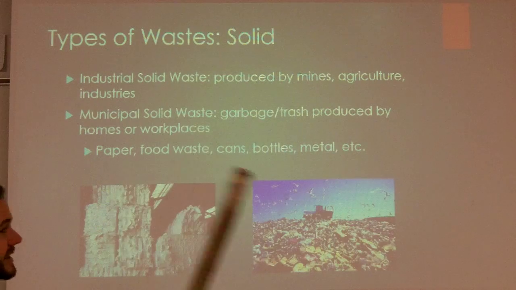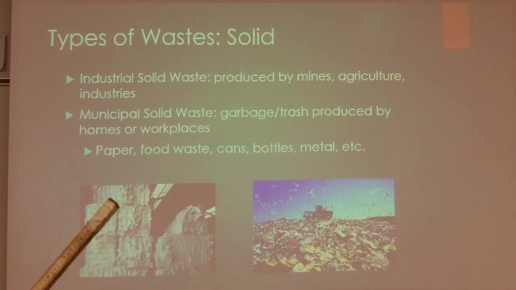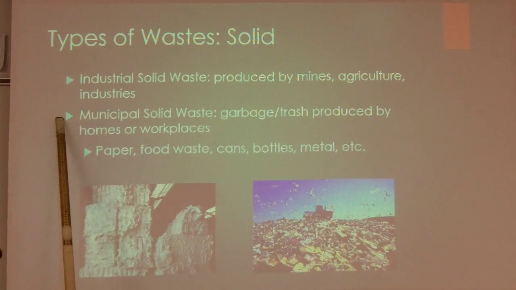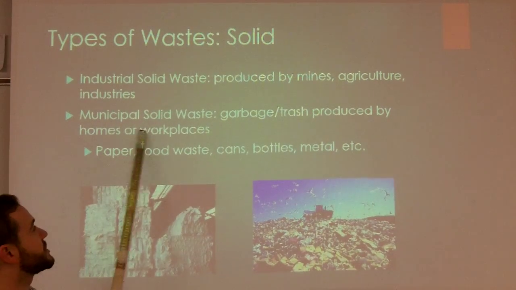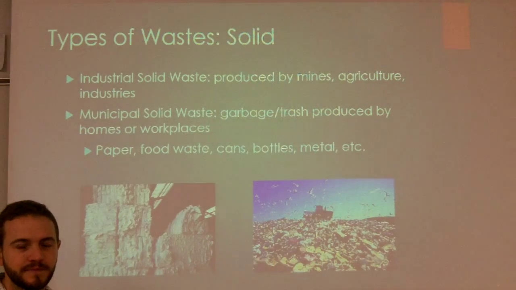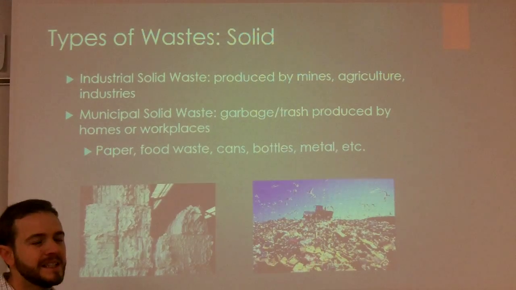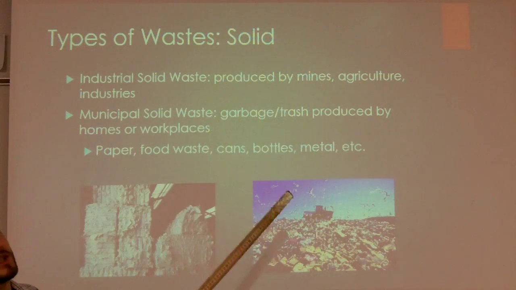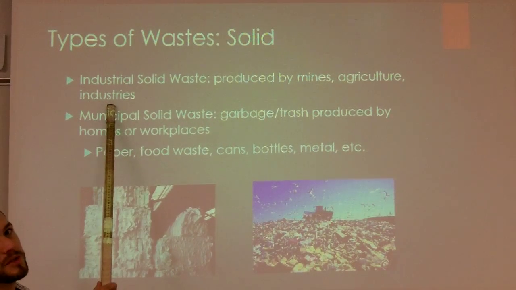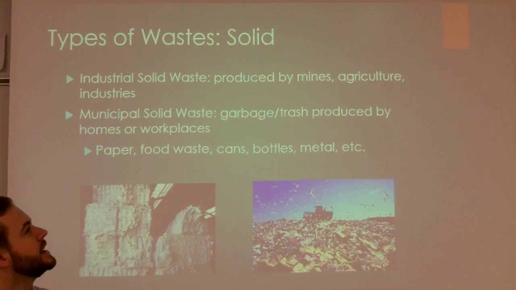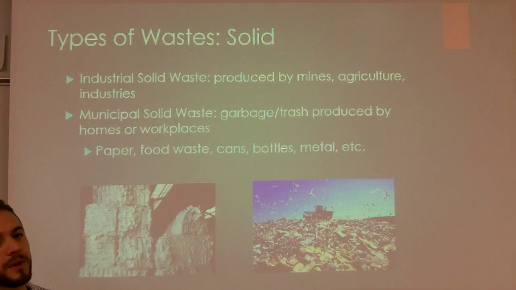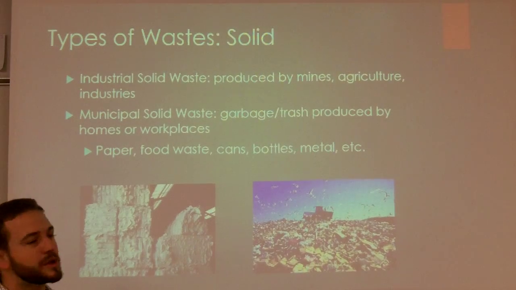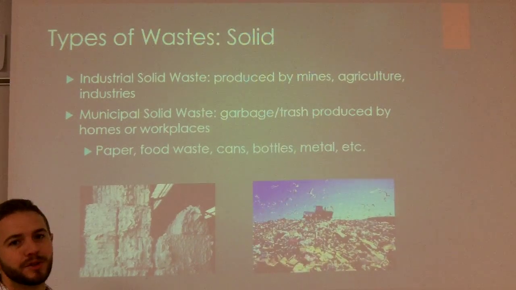First one, solid. So, under solid waste, the umbrella, what two categories do we have? We've got industrial solid waste and municipal solid waste. And you have to know the difference between the two. So, industrial solid waste is produced by industrial processes, industries, right? The manufacturing of stuff, the generation of power, mines, finding ore, minerals, or other resources, and agriculture, all right?